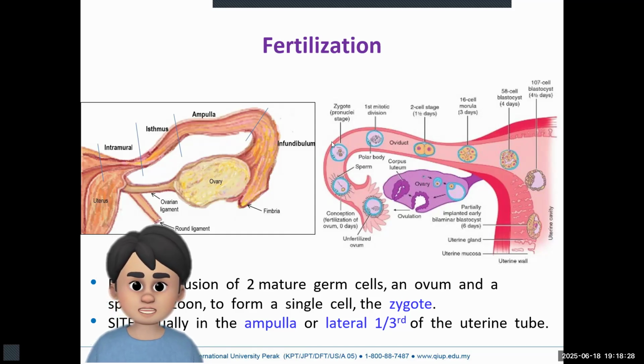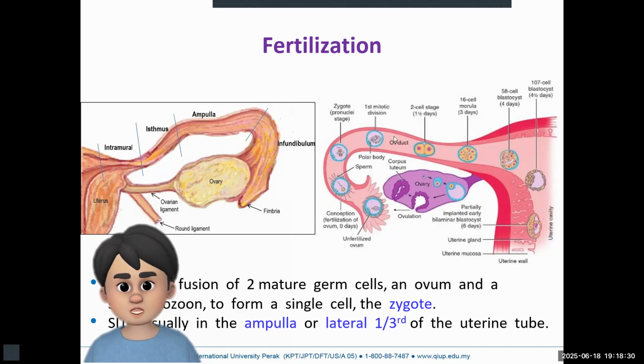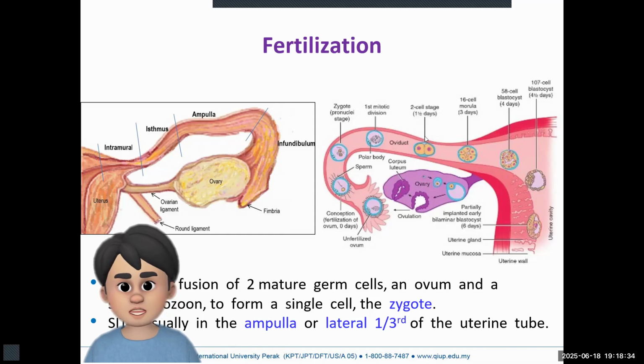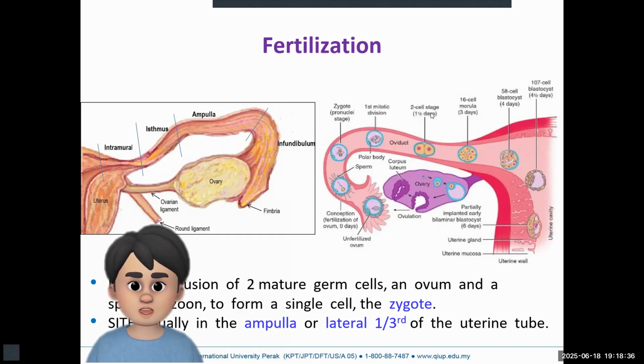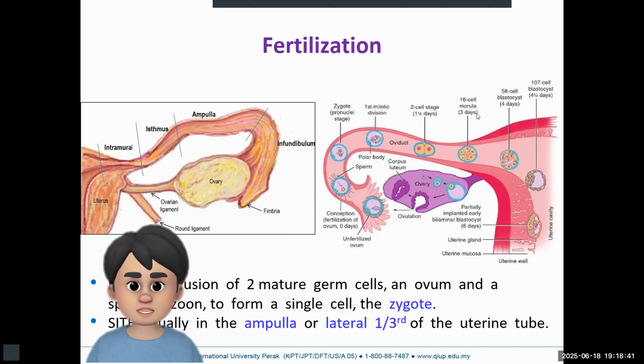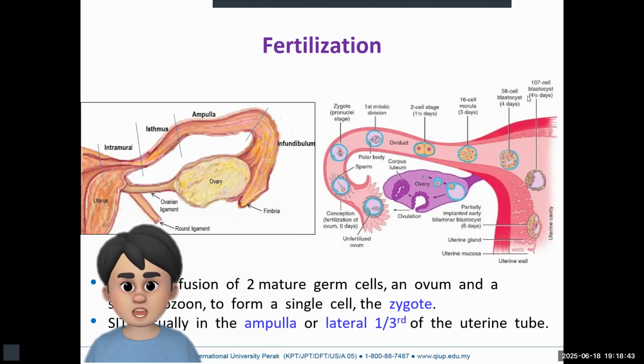Then you get a zygote, then the first meiotic division, then you get the second cell stage, so that means about 1 day, 1.5 days. The 16 cell morula means 3 days, the 58 cell blastocyst and 107 cell blastocyst about 4.5 days. Right. At 6 days partially implanted, the early bilaminar blastocyst. Here you get uterine gland and uterine mucus. This is the uterine wall.